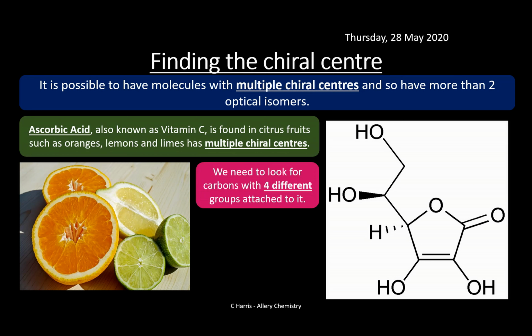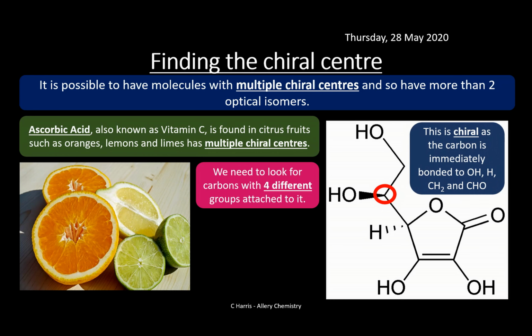So let's have a look here. The first one is there. This is chiral, as the carbon is immediately bonded to OH, hydrogen, a CH2, and a CHO as well. So this is bonded to 4 different groups. So it's definitely chiral. Can you see if there's another one? There definitely is another one, by the way, but can you see where it is? Okay, so the other one is actually here.